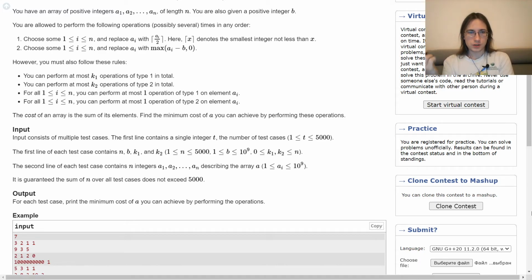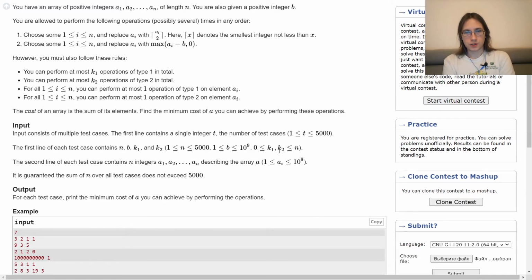So in my explanation, there are n numbers, an array of n integer numbers. We can do two operations. One operation is choose a number and replace it with itself divided by 2 and rounded up. The second operation we can make is choose a number, replace it with itself minus b, maximum of this and 0. You see it on your screen.